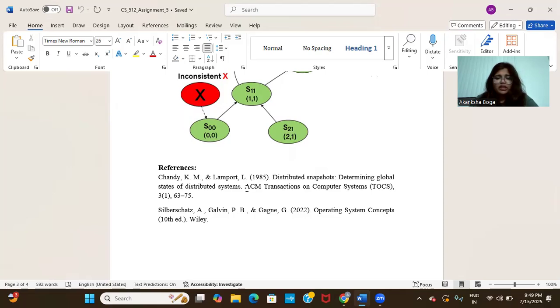So this is what I understood about what is happening in the distributed system when each computer is running at different times. So this is it.